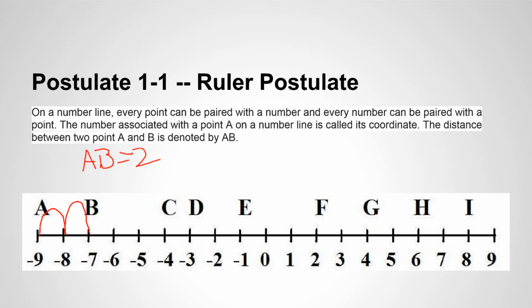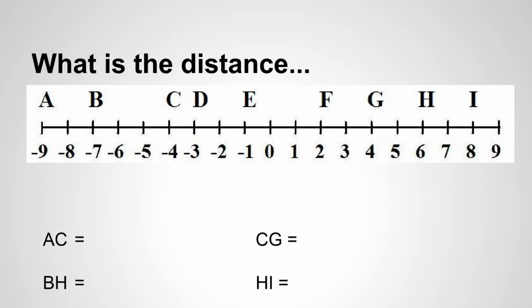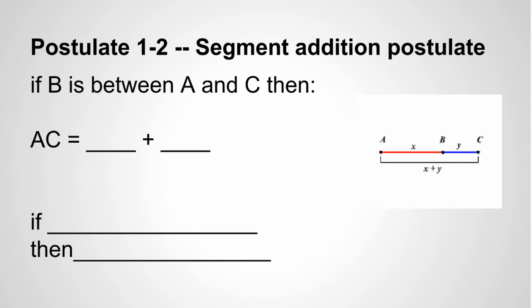For example, let's say we want to go from E to F. We would start from E, and then we would move as many units as it takes to get to F. So in this case, EF is equal to 3. So please try the 4 problems on this slide. Just remember, all you're doing is counting the number of units to go from the first point to the second point.